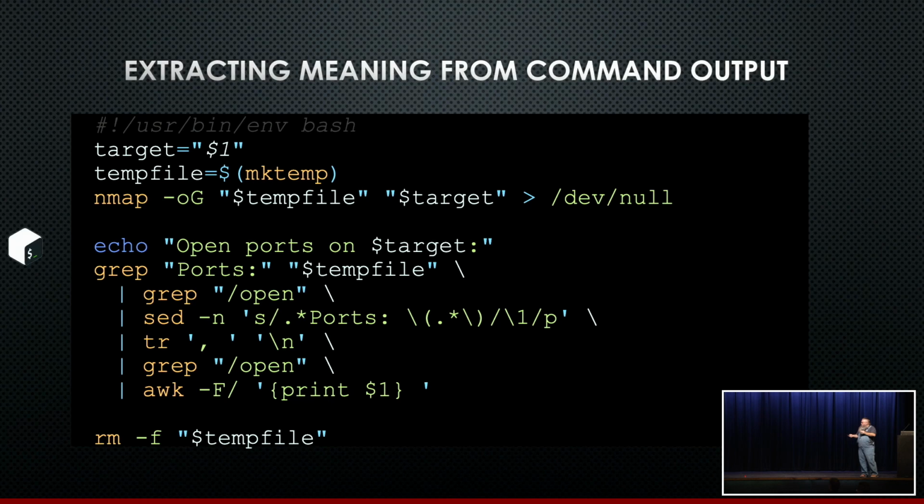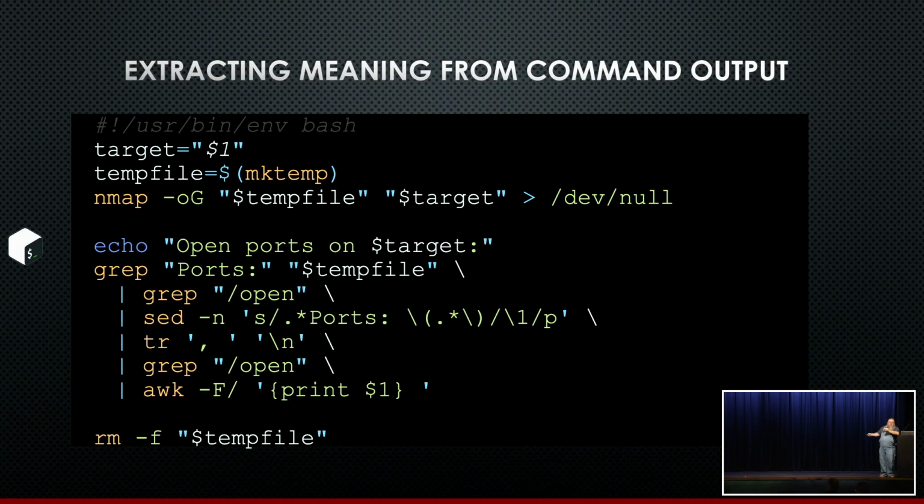In this case, we have the shebang at the top, and next we have target equals $1. This is something that we haven't shown yet, and that means that this is a positional variable. $1 is something that the language is providing. Let's call this script ports.sh. You run ports.sh space, and then you give it an IP. That IP is the first argument or first parameter you're passing into the command, and it's being stored as target now. That's all that $1 is.